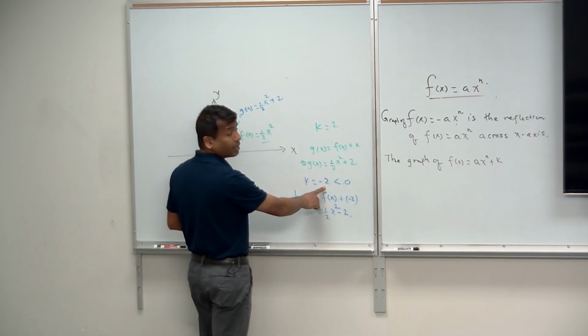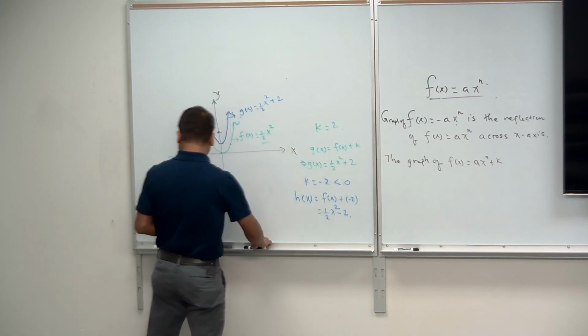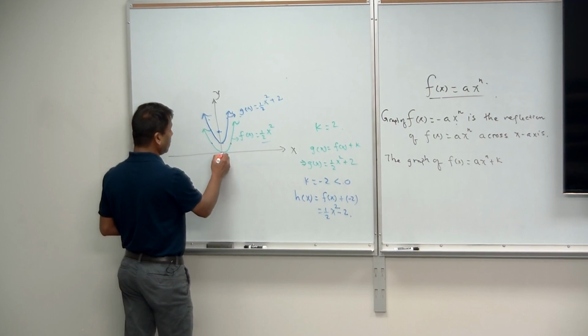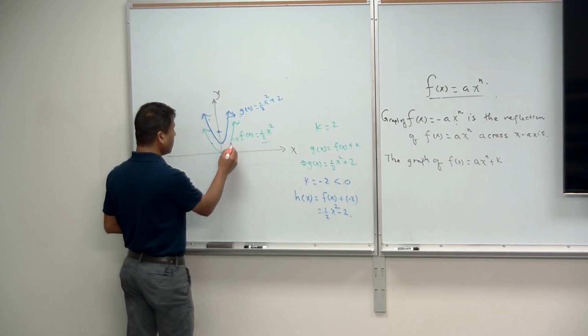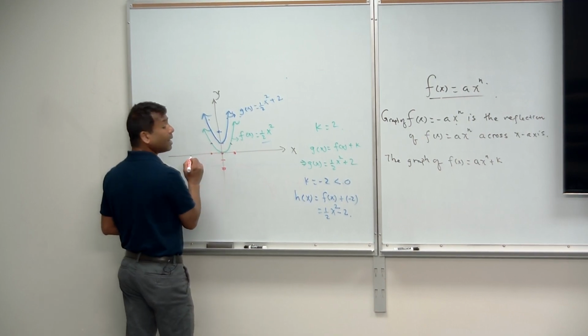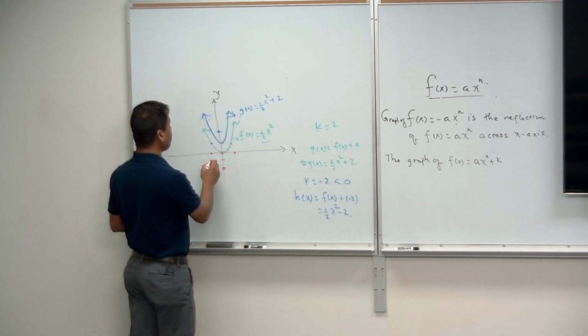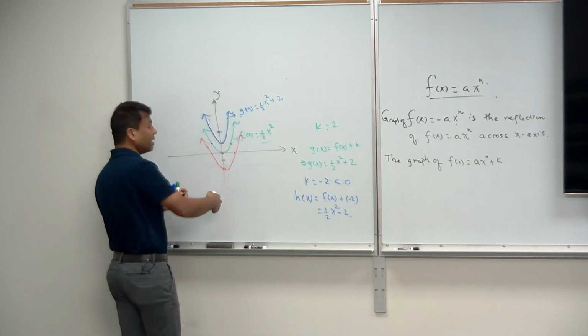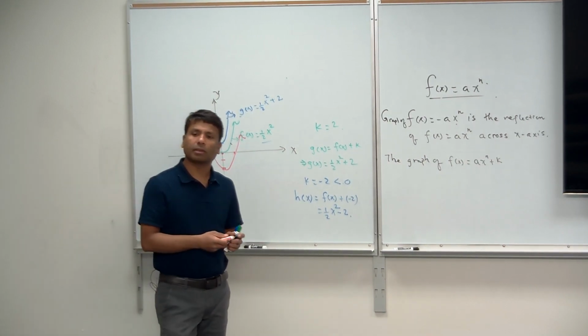Because the value of k is negative, it is now shifted down. So this is shifted 1 unit, 2 units. This point is shifted here, this point is shifted here, and this point is shifted here. You know what I mean, right? So you have something like this. It's shifted 2 units down.